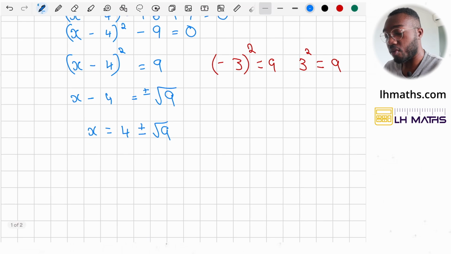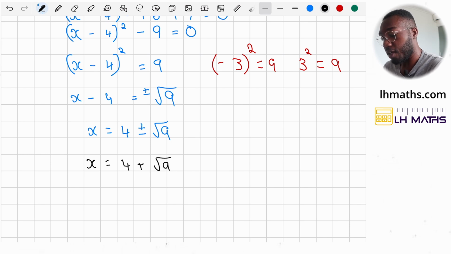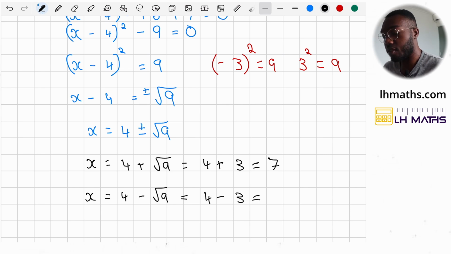Okay, and then if we work that out, we would have x is equal to 4 plus the square root of 9, and then that is 4 plus 3, which gives us the 7. But then we also can have x is equal to 4 minus the square root of 9, which would be 4 minus 3, which would give us the 1. So both ways will still give us x is equal to 1 and x is equal to 7.